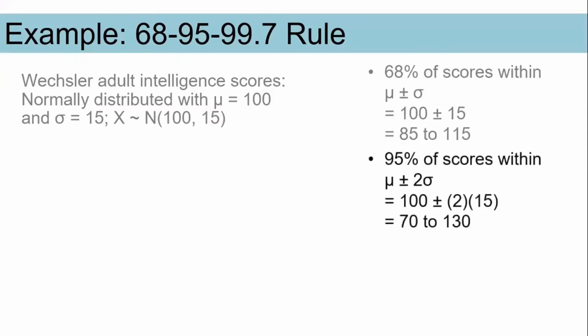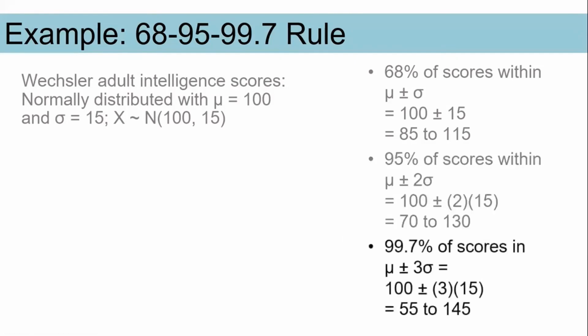If you have 2 standard deviations away from the mean, then you have 100 minus 2 times 15, which is 30. So that's 70. 100 plus 2 times 15. 2 times 15 is 30. 100 plus 30 is 130. This means that around 95% of the scores range from 70 until 130.